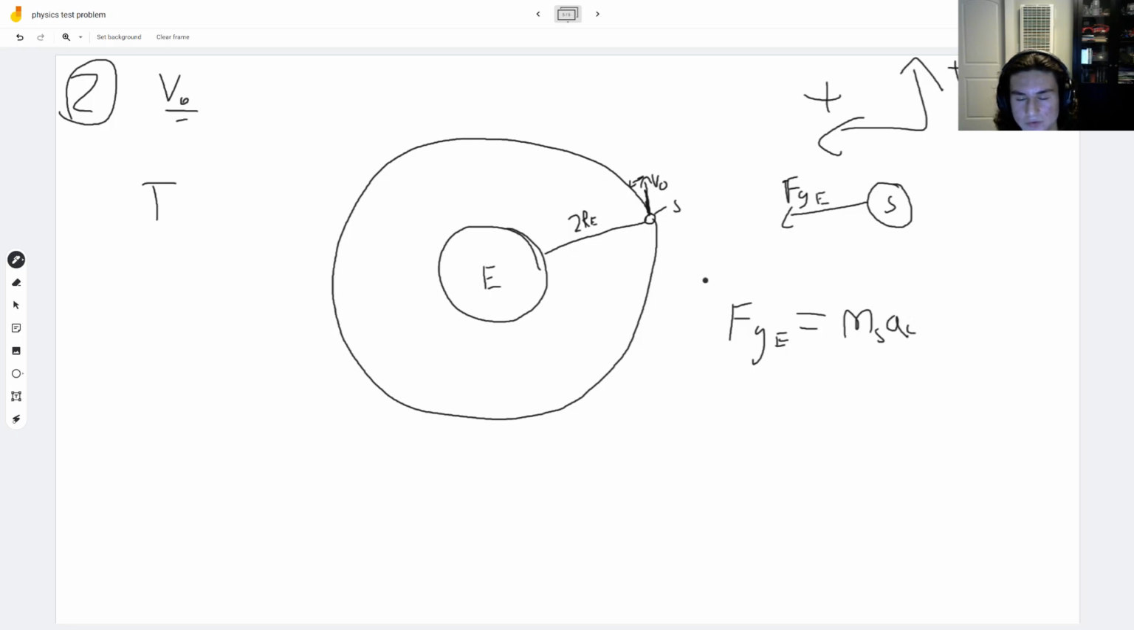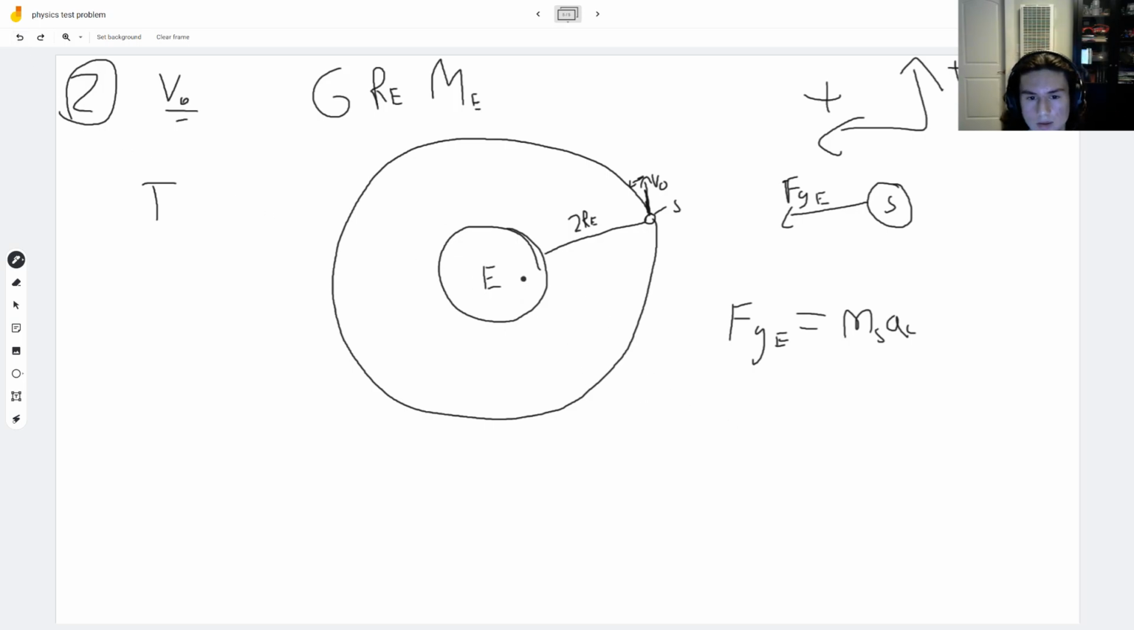times the centripetal acceleration. So now all we have to do to figure out the velocity is convert this into velocity and into an actual number, because it's asking for it in terms of g, the radius of the Earth, and the mass of the Earth. So we're only really allowed these constants to work with, and any numbers.